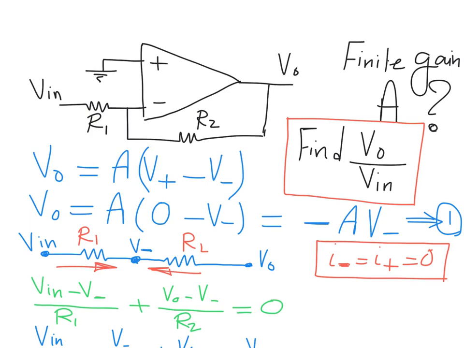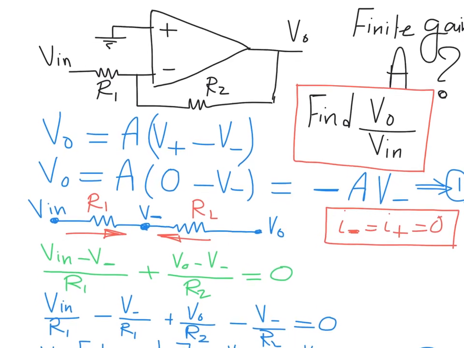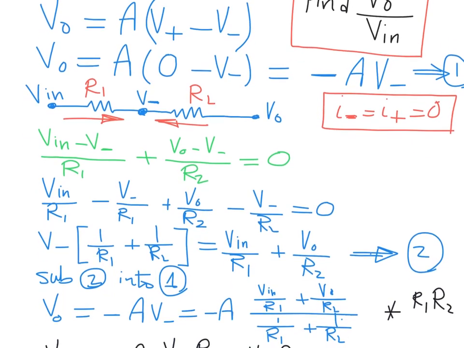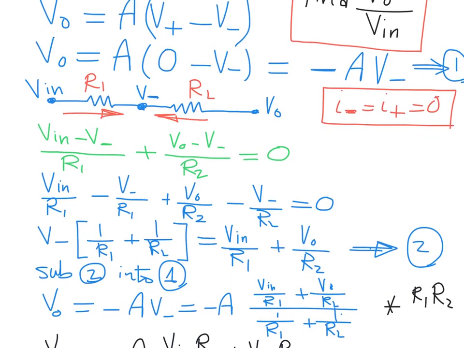And then we move to the second part. Vn over R1 minus V minus over R1 plus Vout over R2 minus V minus over R2 will be 0.